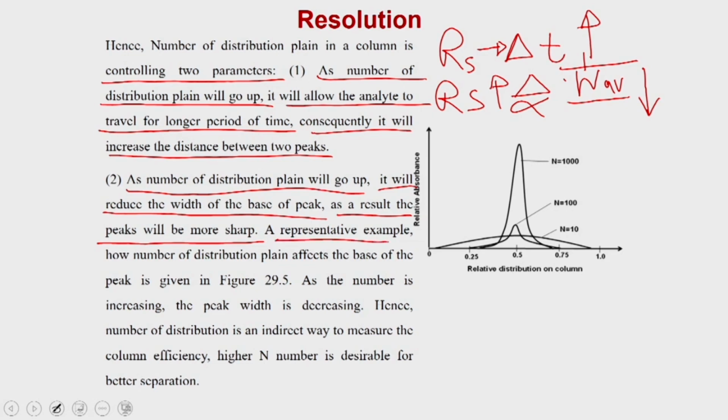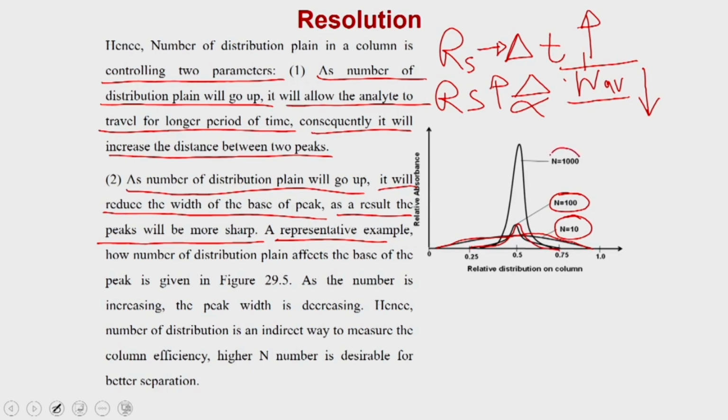Now, you can see how the number of distribution planes affects the peak width. Okay. So, now you can see in this figure, when the number of distribution planes is 10, you are not going to get a peak. In fact, you are going to get a flat peak or flat plateau. If you increase the number to n equal to 100, you see a peak which has a very big base.